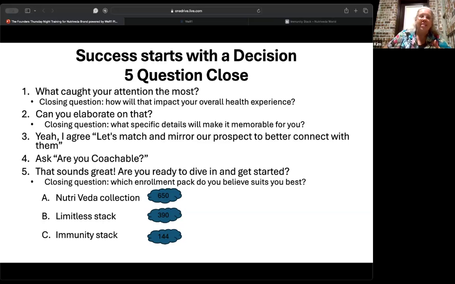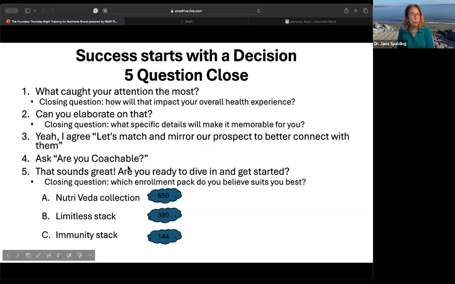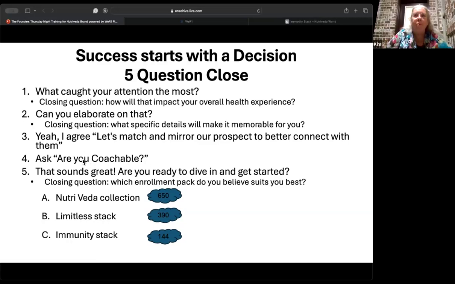And then it says, are you coachable? We want to work with people who are interested in learning something. When we're green, we're growing. When we're ripe, we're ripe.